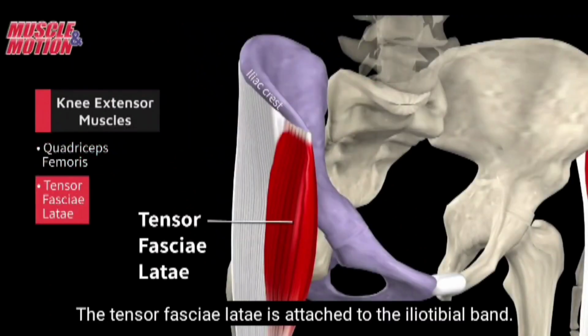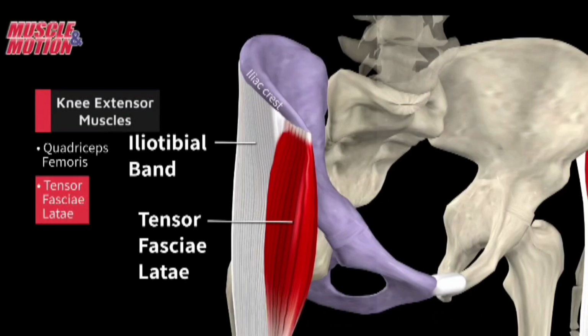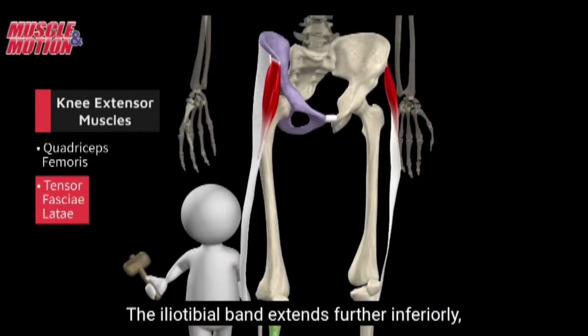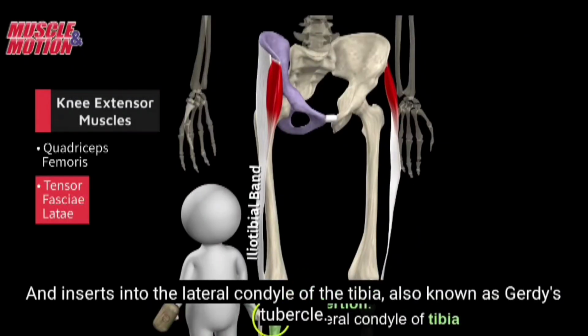The tensor fascia latae is attached to the iliotibial band. The iliotibial band extends further inferiorly and inserts into the lateral condyle of the tibia, also known as Gerdy's tubercle.